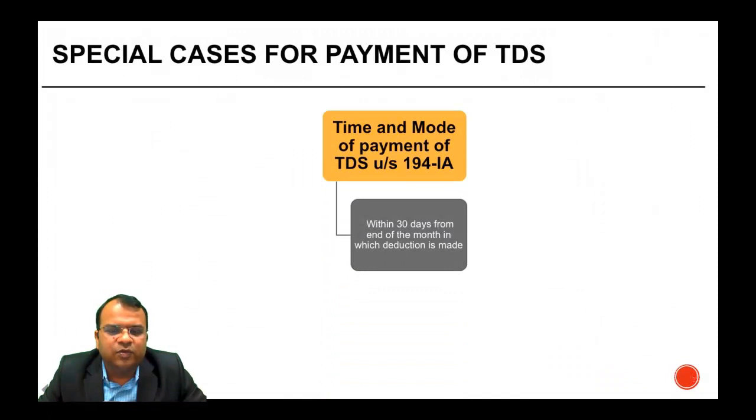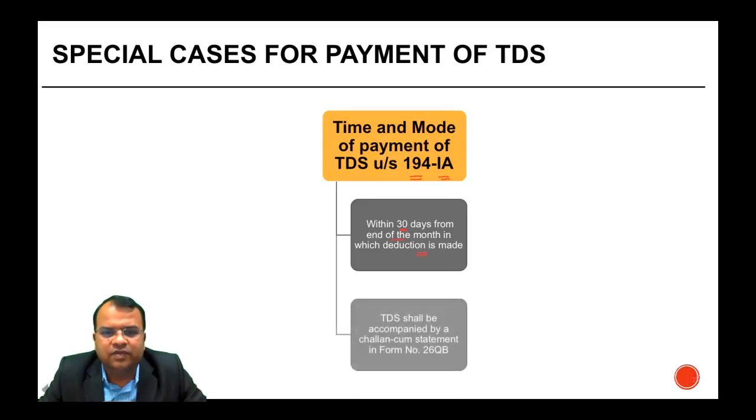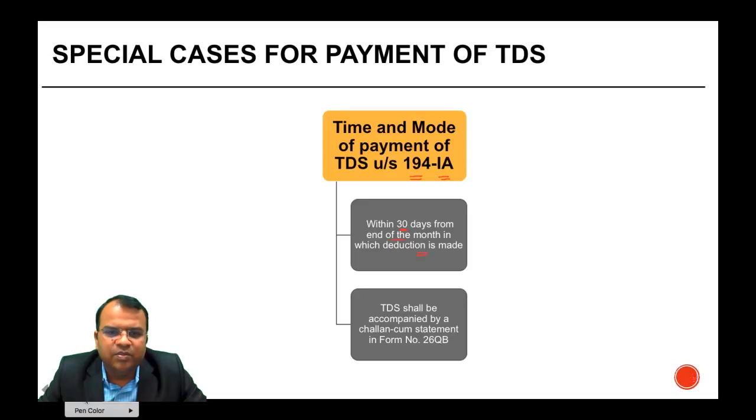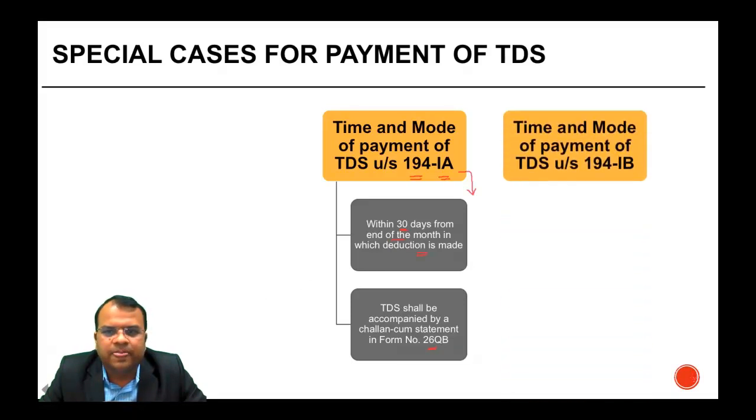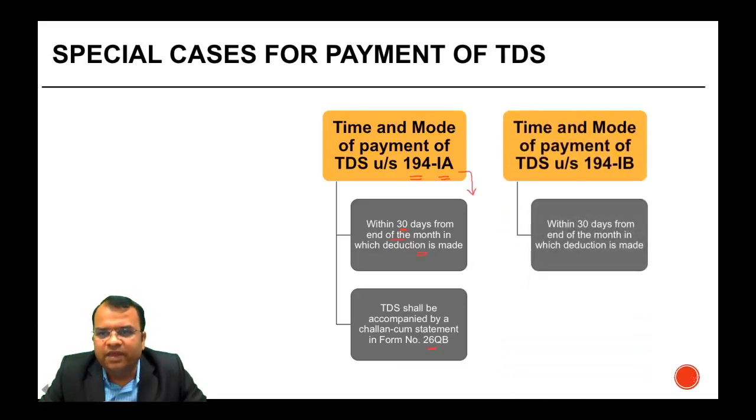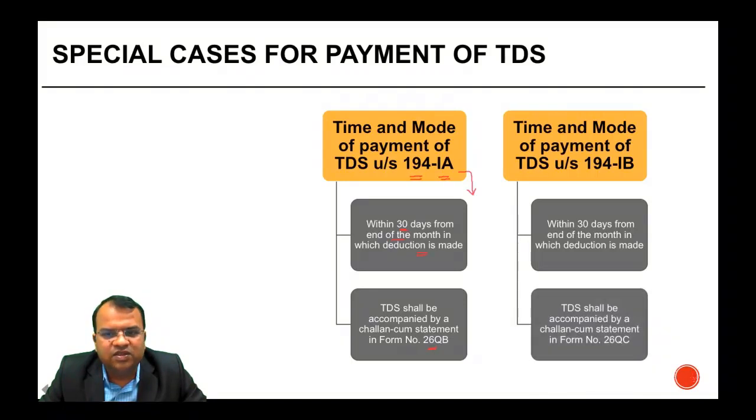Now, special cases for payment of TDS. In case where TDS has been deducted under section 194IA, the tax has to be deposited within 30 days from the end of the month in which the deduction is made. And the TDS shall be accompanied by challan cum statement in form number 26QB. So this is the case where an immovable property has been purchased and on that TDS has been deducted. In cases covered under 194IB, within 30 days from the end of the month in which the deduction is made, and the statement which will be filed in this case will be form number 26QC.